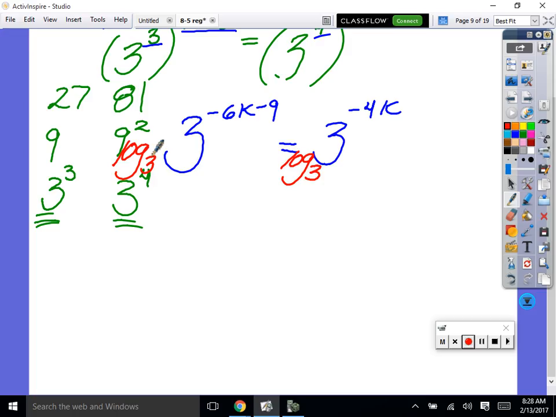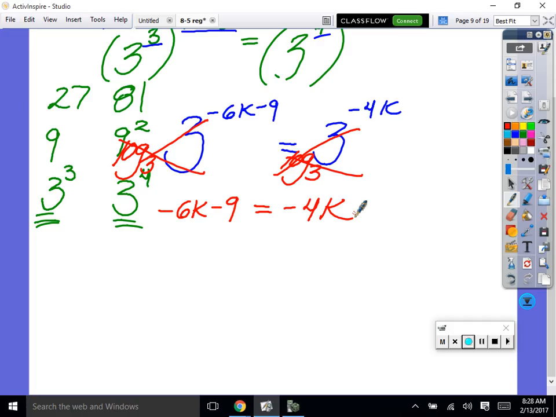So on this side of the equation, log base 3 and base 3 cancel out. So negative 6k minus 9 drops down. Now on this side, notice the same thing happens. Log base 3 and base 3 cancel out. So we're left with negative 4k. And now we can just solve. Do you see we're not even dealing with an exponential now that we got them in the same base? So then we can undo the base. So now we can just solve for k.